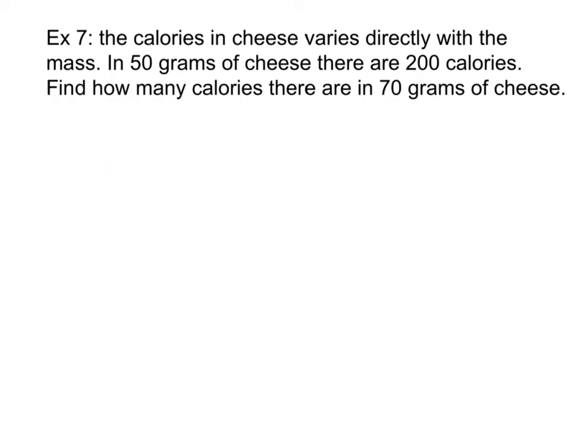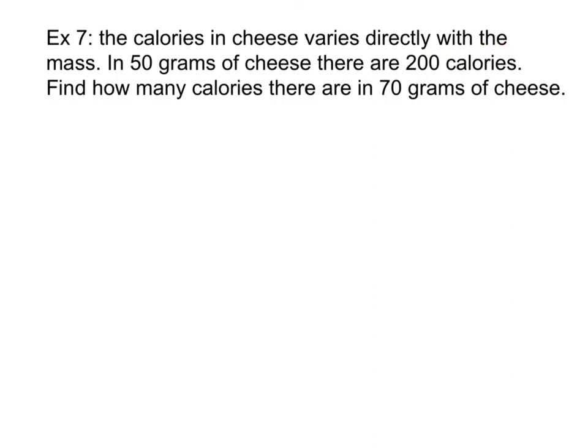Example 7 is our last problem, and it's a word problem. It says the calories in cheese varies directly with the mass. In 50 grams of cheese, there are 20 calories. Find how many calories are in 70 grams of cheese. So let's break it down by sentence. The calories in cheese varies directly with the mass.